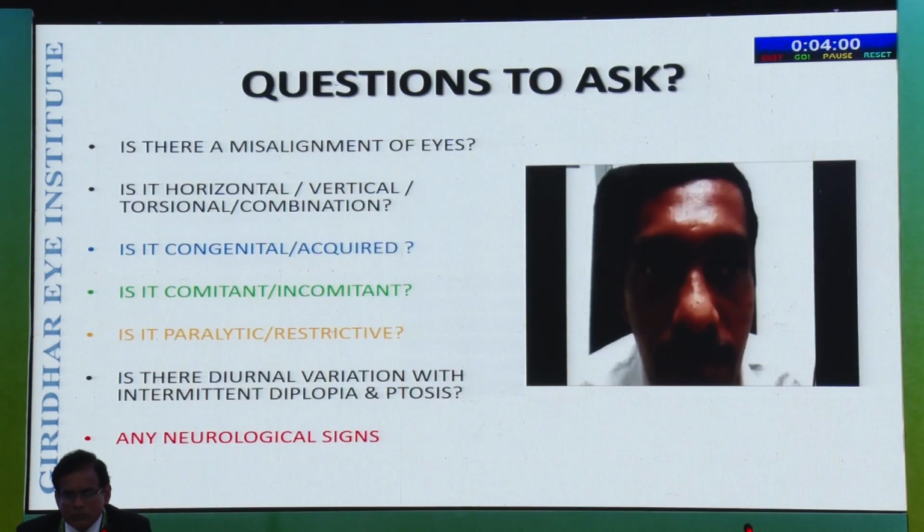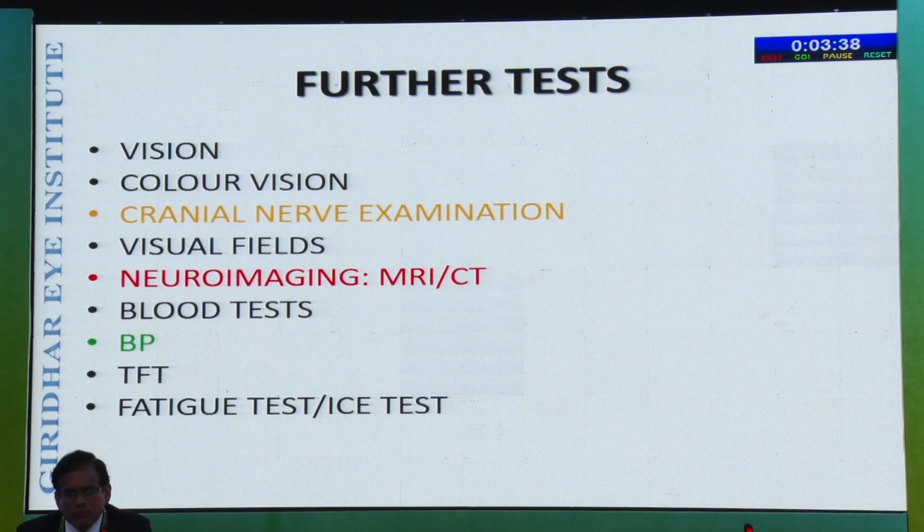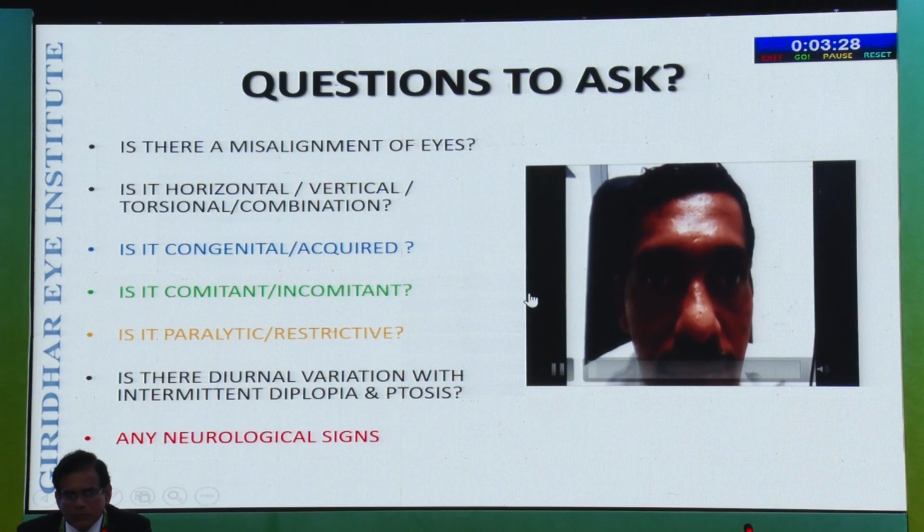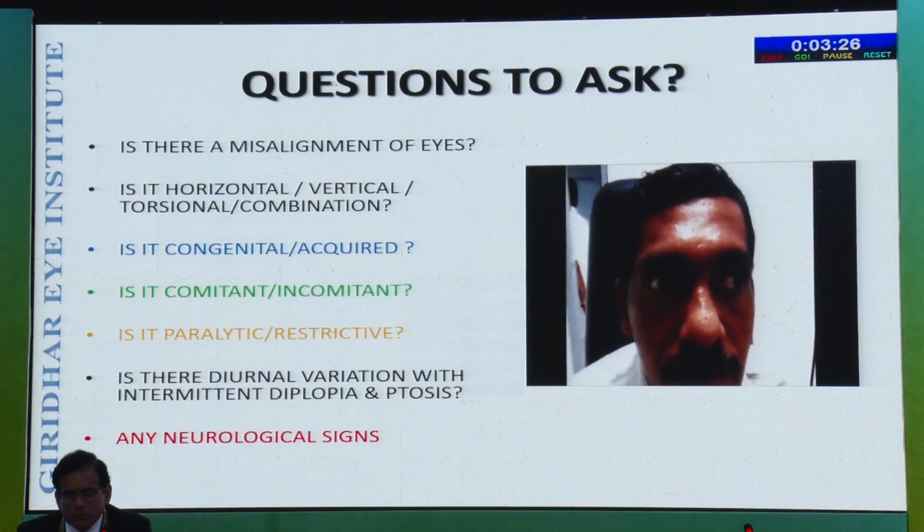So at the end of the examination, we should be able to answer these questions. Is there a misalignment of eyes? And if so, is it horizontal, vertical, torsional, or a combination? Is it congenital or acquired? Is it comitant or incomitant? If incomitant, is it paralytic or restrictive? Is there any diurnal variation? Is there any diplopia or ptosis? And are there any neurological signs?